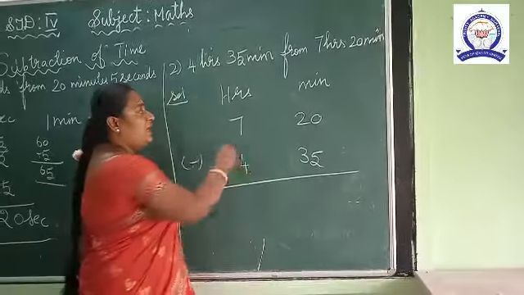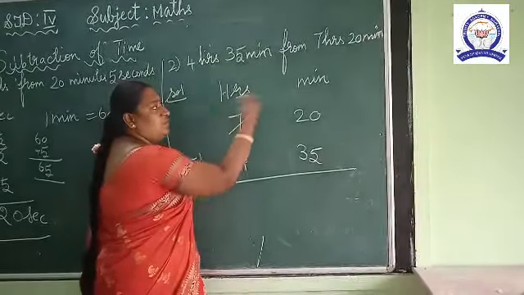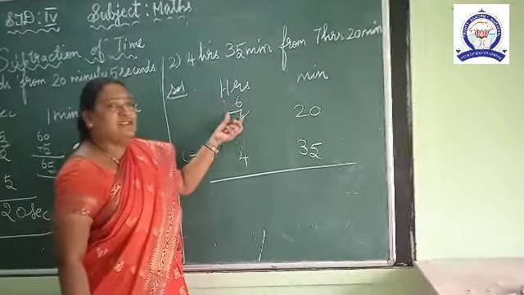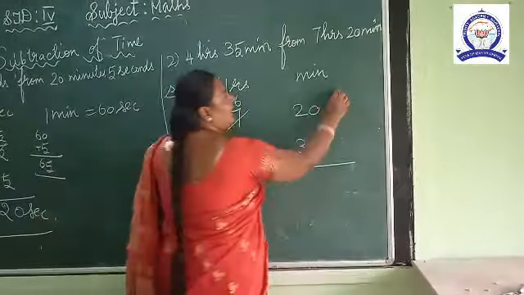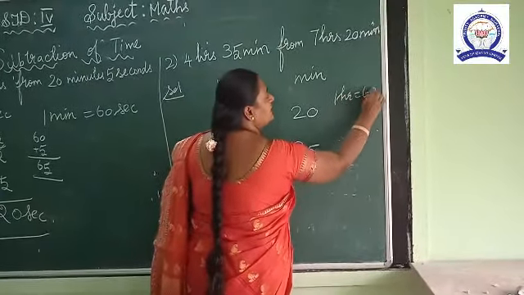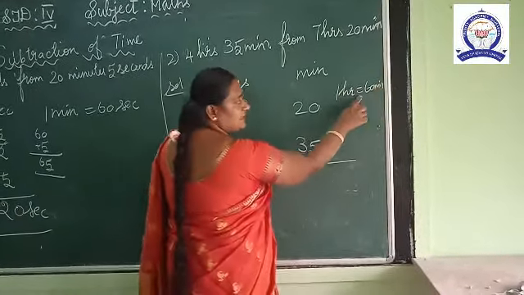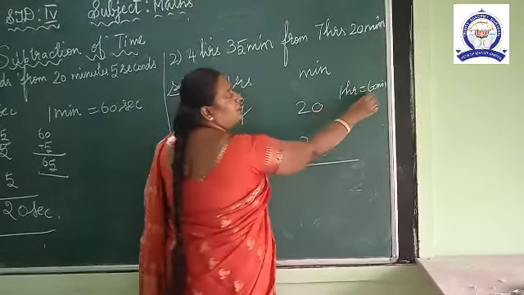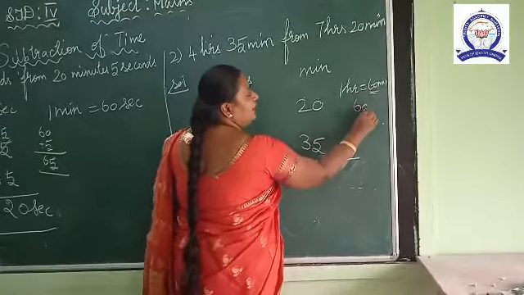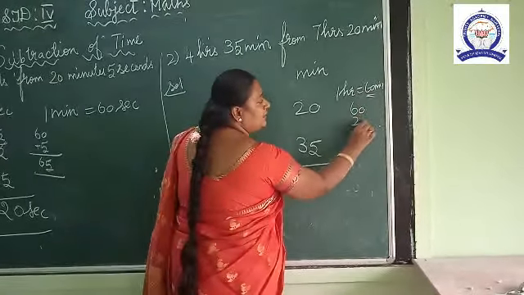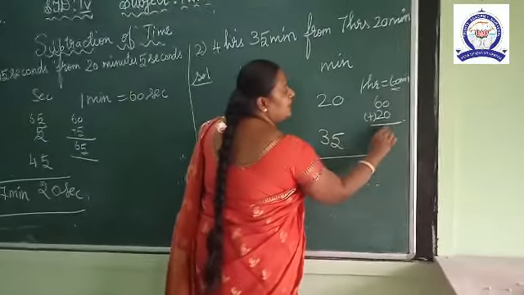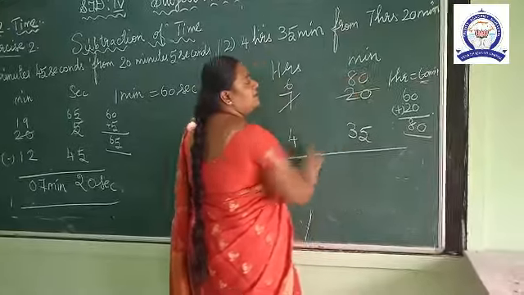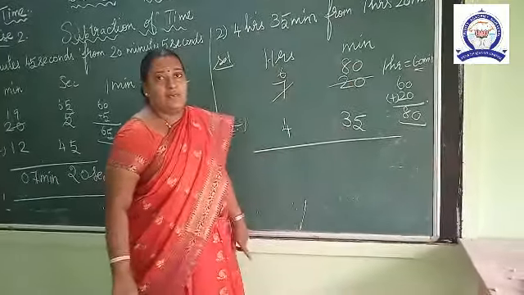We have to borrow from hours. So from 7 hours we borrow 1 hour. So 7 will become 6. Okay? So 7 hours will become 6 hours. So you know 1 hour equal to 60 minutes. 1 hour equal to 60 minutes. So when writing minutes, you write 60. You should not write 1 hour. What should you write? 60 minutes. So you already have 20 minutes, you add. So 60 plus 20 is 80. So in the 80 I will strike out 20 and write 80 minutes. So from 80 we have to subtract 35.